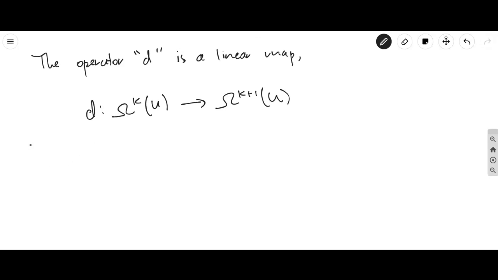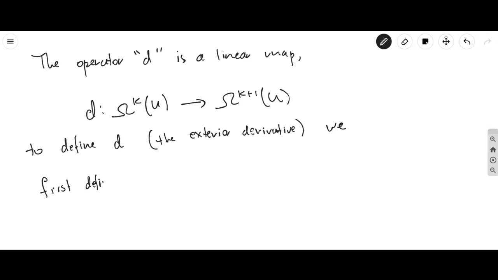And to define it, maybe you can even indicate by a subscript. You can say something like d subscript k, that this is the kth operator d, but we usually just write d. So to define d, which is called the exterior derivative, we first define the exterior derivative from 0 forms to 1 forms.